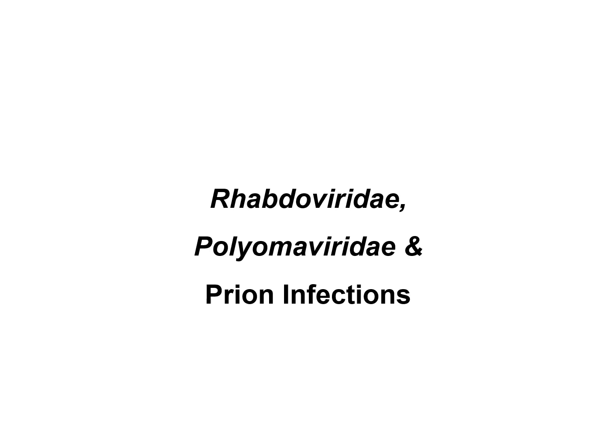In our session today, we will be examining the Rhabdoviridae, the Polyomaviridae family of viruses, as well as prion infections. Now, prions are, of course, not viruses. They are infectious proteins, but they cause central nervous system manifestations and neurological manifestations, and this is why we included them in today's session.